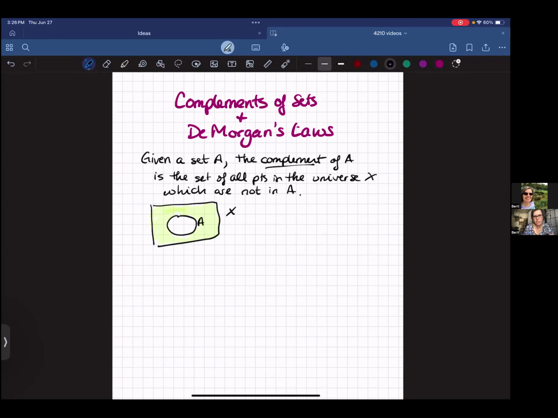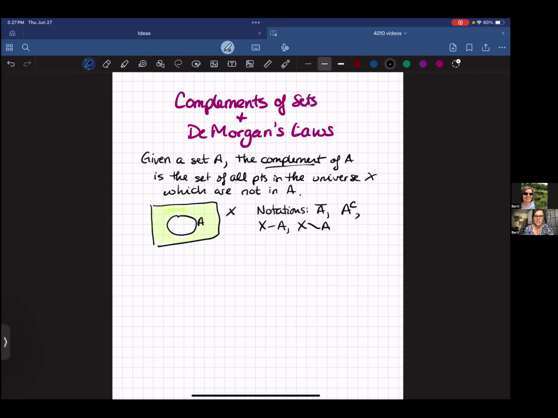And there's a lot of different notations for it. Sometimes it's written as A with a bar over it. Sometimes it's written as A with a capital C exponent. Sometimes it's written as X minus A. And sometimes it's written as this X, and there's this kind of like diagonal minus sign. They call it set minus. Okay, so these are some of the notations that I've seen.